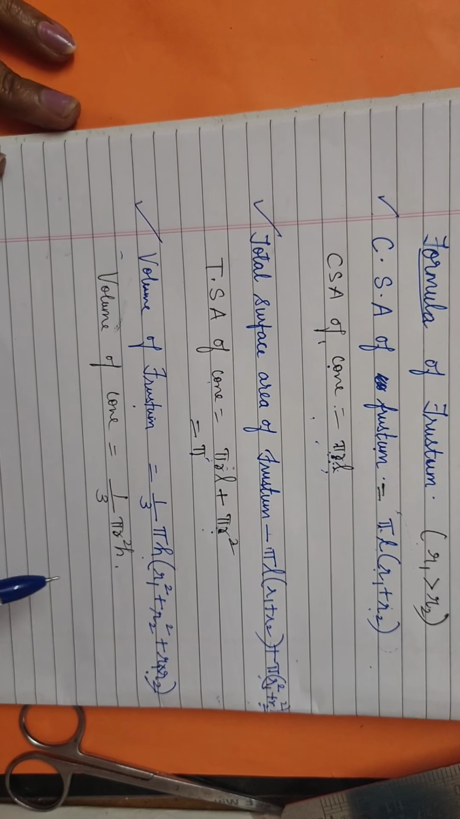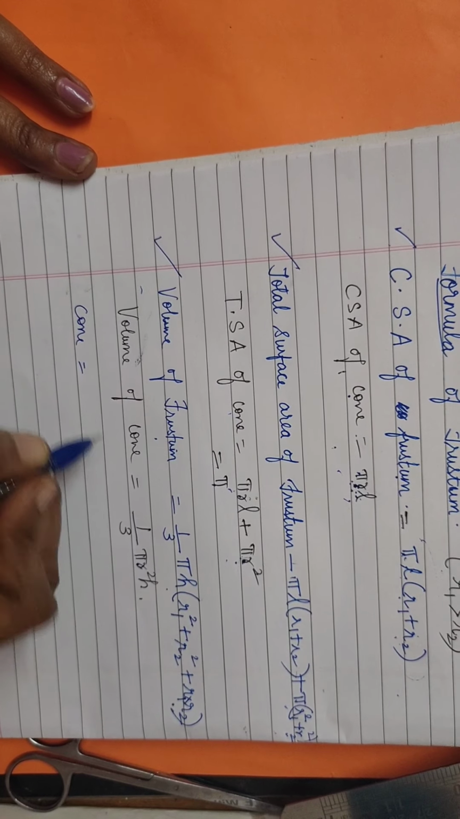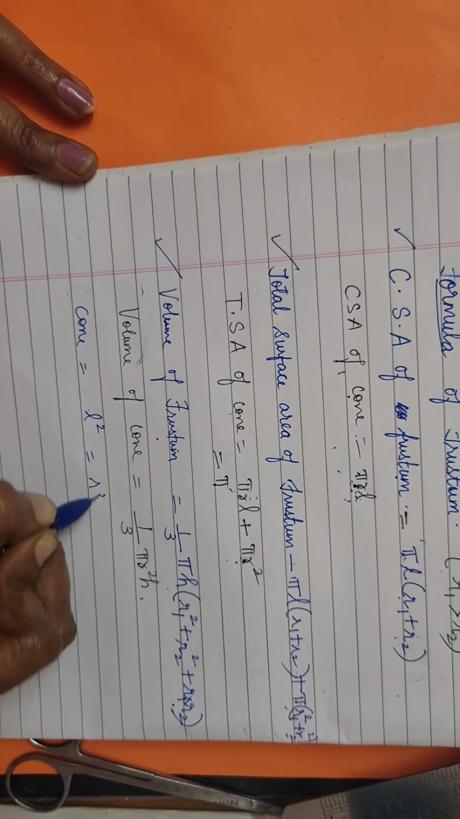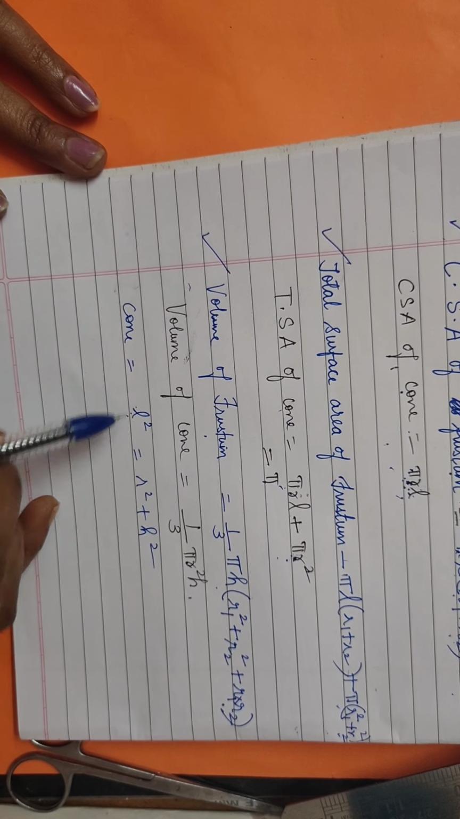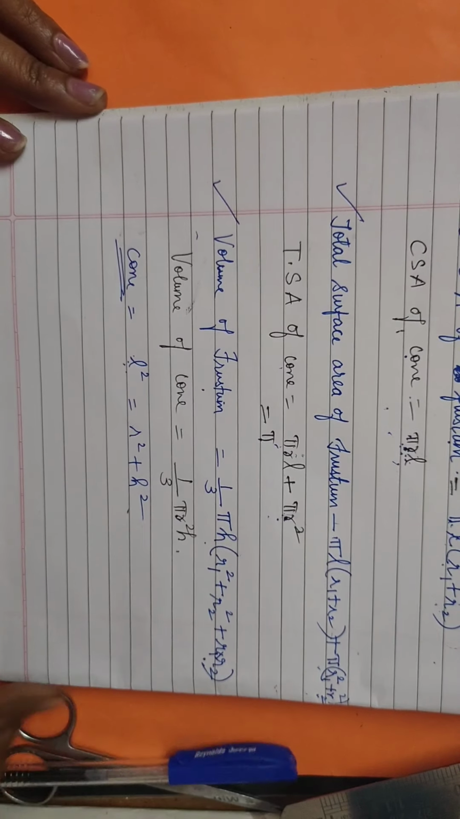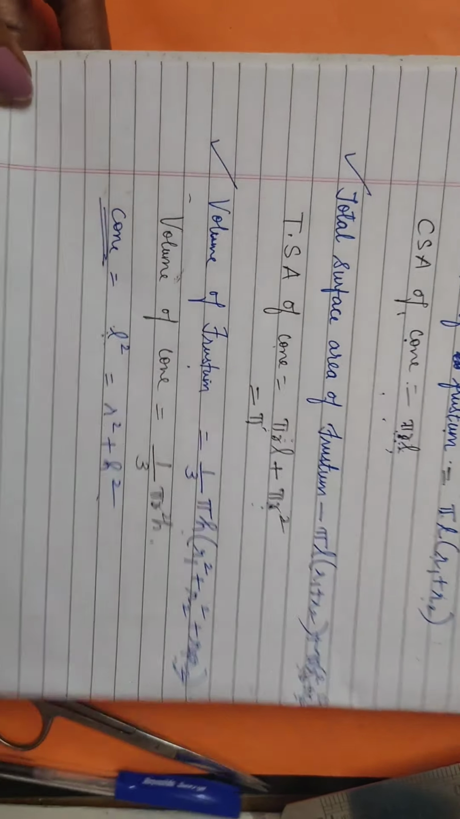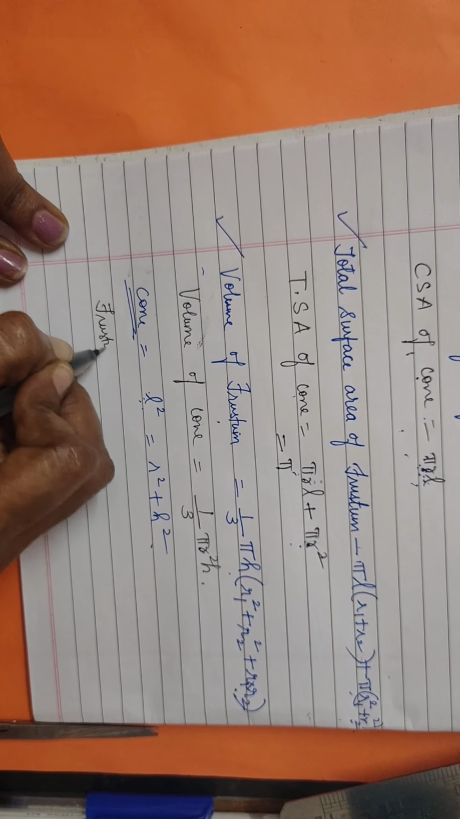Yes, but in case you remember, we have learnt in the cone also. In the cone, what have we learnt? L square equals r square plus h square, right? When we want to find a slant height, we used to use this formula in the cone. But for a frustum, how will we do it? You have to think about it. How should we do it for the frustum?